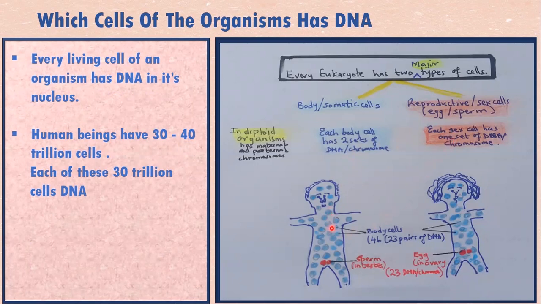So this human being here, all the trillions of body cells, each body cell has 46 chromosomes or 46 DNAs in its nucleus. And the 46 stay as 23 pairs in every body cell, every one of them. And the sex cells, that are reproductive cells, the sperm, has 23 DNA or chromosomes. And the egg too has 23 DNA or chromosomes. So in cells of an organism, every cell has DNA.